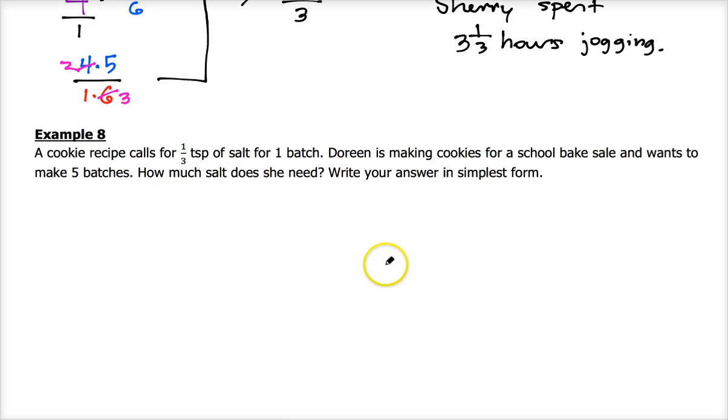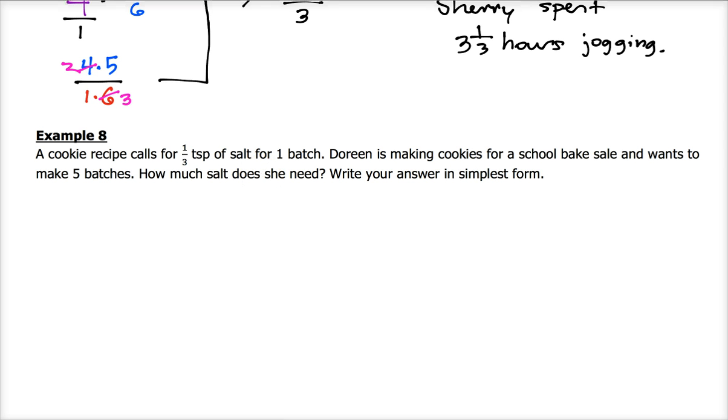Okay, last problem says a cookie recipe calls for 1/3 of a teaspoon of salt for one batch. Doreen is making cookies for a school bake sale and wants to make 5 batches. How much salt does she need? So we need to think about this problem. If there's 1/3 of a teaspoon in one batch, then for 5 batches, that means we'll have to take this 1/3 times 5. We're making 5 times the amount of cookies. So this will be the problem 1/3 times 5.